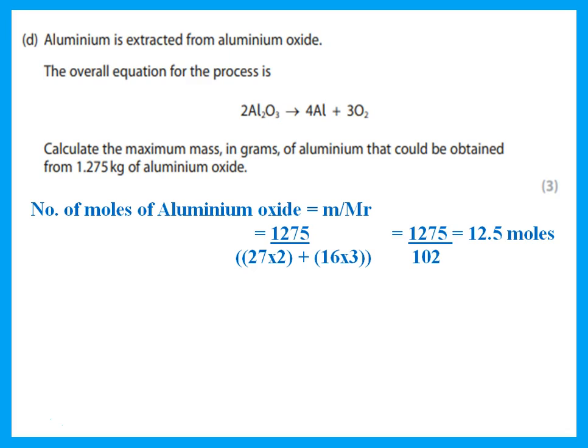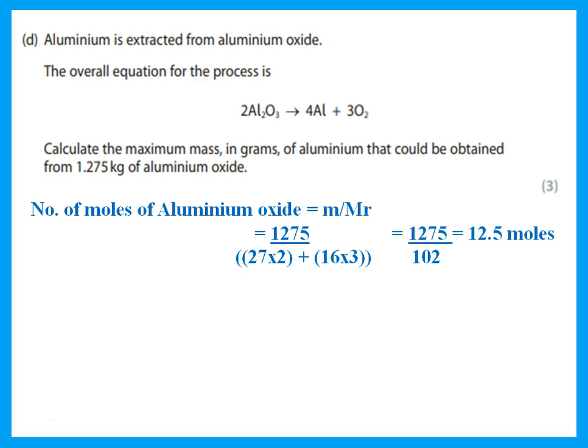He gives me 1.275 kilogram. Of course, in order to change it to gram, I have to multiply it by 1,000. That means I have 1,275 grams. Divide by the MR, that gives you a certain number of moles. Now, the first step is you get the number of moles of what he gives you. The next step would be compare to what he's asking about.